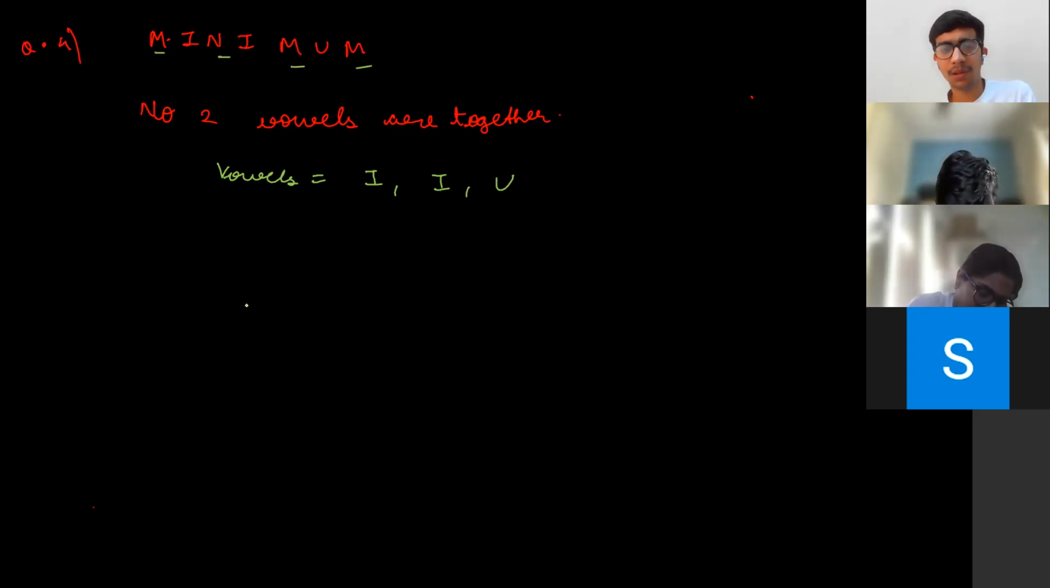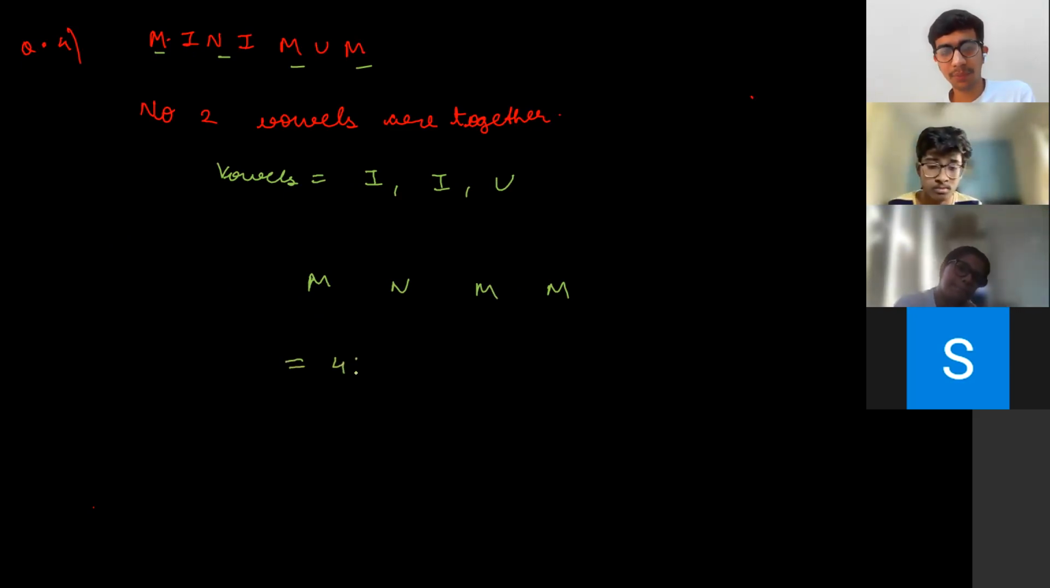I'll leave the vowels now and go to the consonants. I'll arrange the consonants. So it's M, N, M, M. I'm first looking for the arrangement of these 4 consonants. So this can be arranged in 4 factorial by 3 factorial: total number of letters upon number of alike letters.